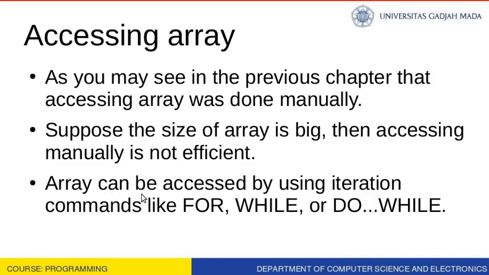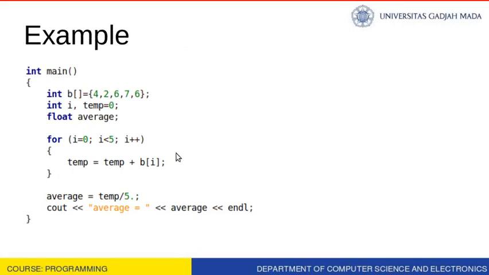So an array can be accessed by using iteration commands like for, while, or do while. We will see in the example. So this is the example. Suppose we have array B and the size is 5, indicated by the number of elements inside of B. Then if we want to access this array, we can use an iterative command.